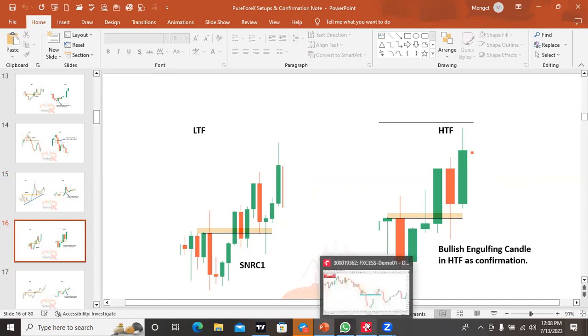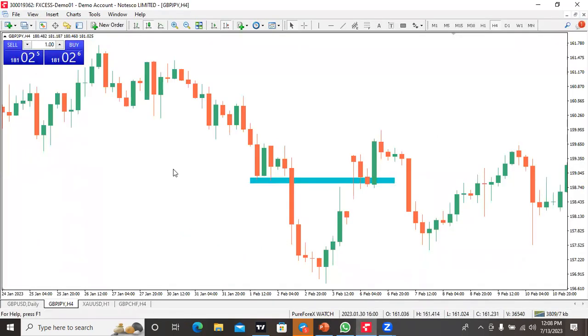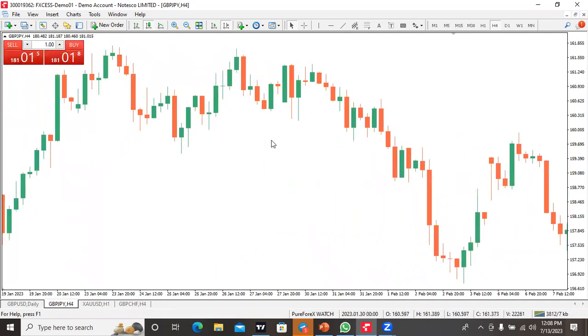Like I said, my favorite platform is MT4, MT5, right? I just use TradingView for teaching and all that, guys. So let me show you some examples on the chart. Here, if I look at this chart, I'll be able to find, like I said, train your eyes to be able to spot SNRC1. You also train your eyes to spot the other setups I've taught you, right?